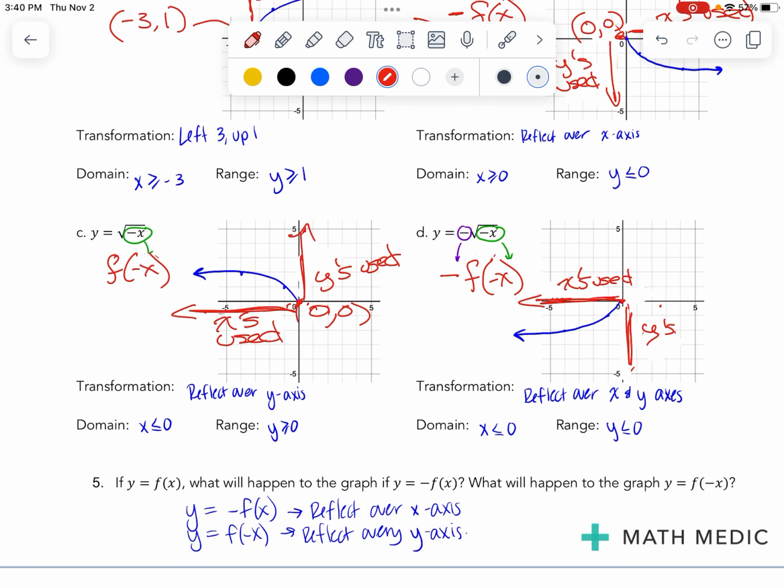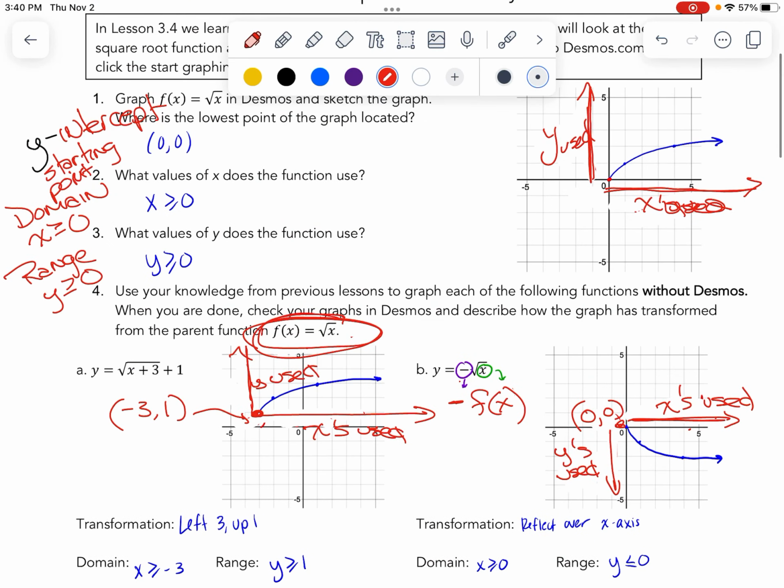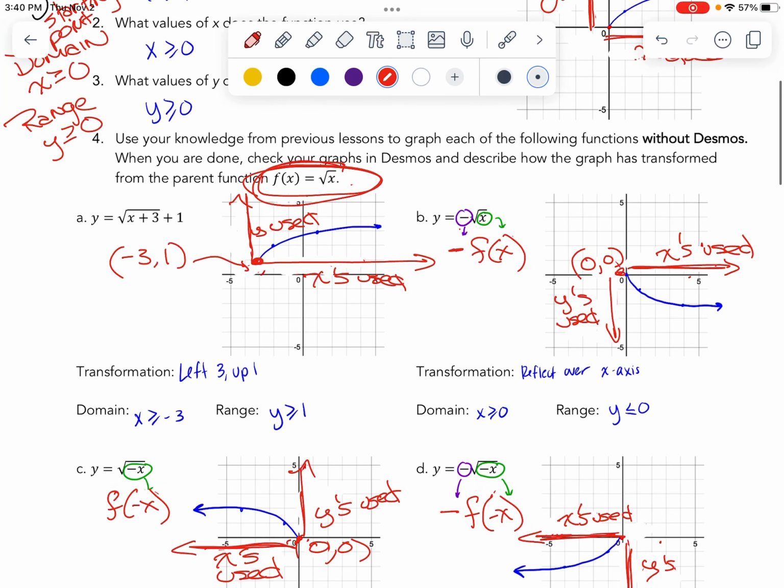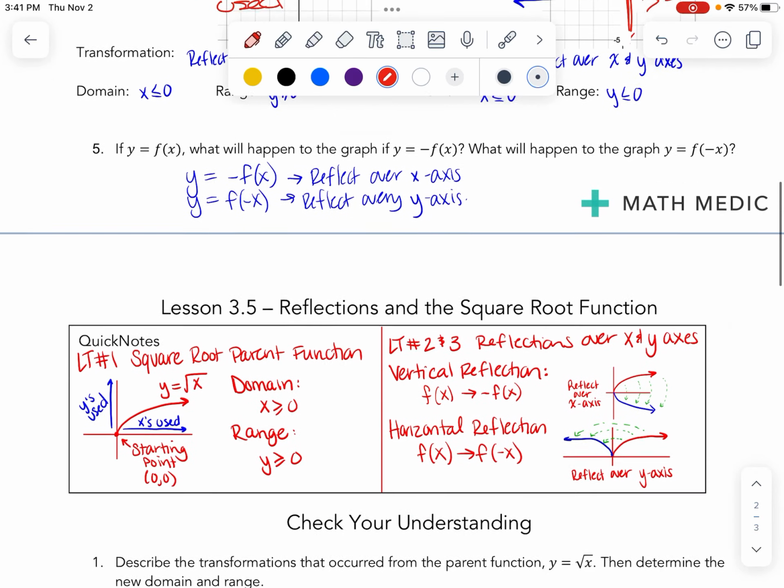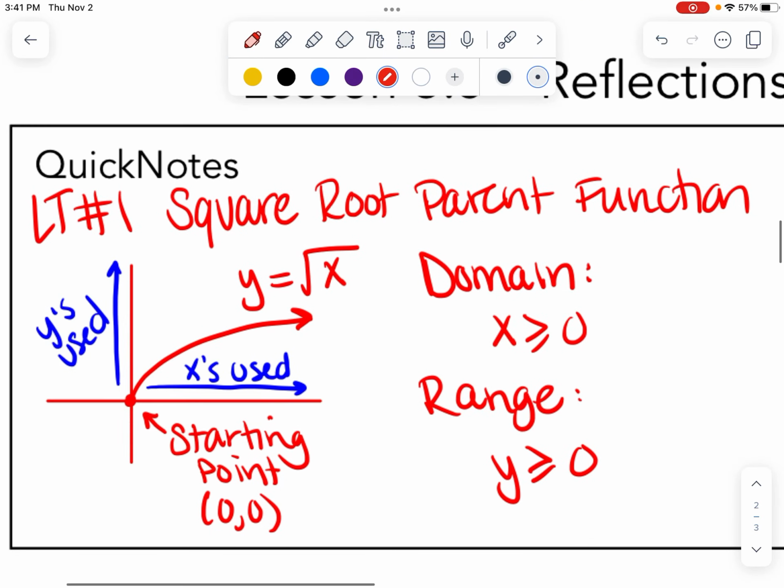And let's go over the learning targets if we could. So the first learning target was to graph a square root function and determine the domain and range, which you did using Desmos. The next one was reflect a function over the x-axis and explain the effects on its equation. So we did that. And then it also said to reflect a function over the y-axis and explain the effects on its equation and graph. And we did that here in C. And then for good measure, in D, we did both a reflection over the x and a reflection over the y. So let's take a look at our learning targets.